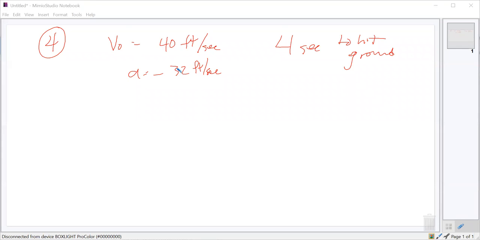All right, so if our acceleration is negative 32, then that tells us that our velocity should be, at any time, negative 32t plus some constant. And we know that at t equals 0, that velocity is 40. So that tells us that 40 equals 0 plus our constant. So we have a velocity function of negative 32t plus 40.